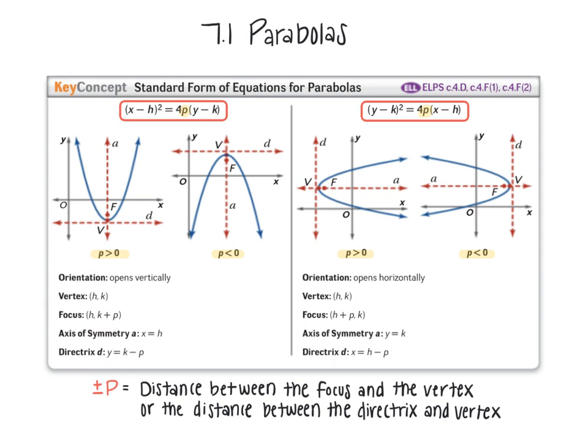So if we pay attention to our table right here, for a parabola that is oriented vertically, if p is greater than 0, which means it's positive, then our parabola opens up. If p is less than 0, which means it's negative, that means our parabola opens down. And then if we have parabolas that are oriented horizontally, if p is greater than 0 or positive, it opens to the right. And then if p is less than 0 or negative, it opens to the left.